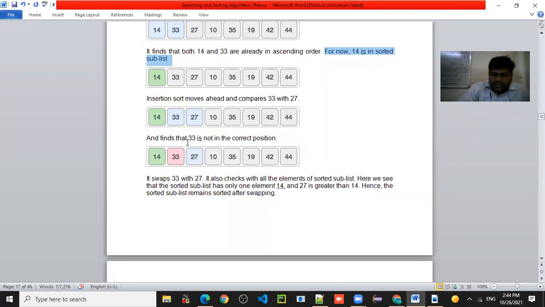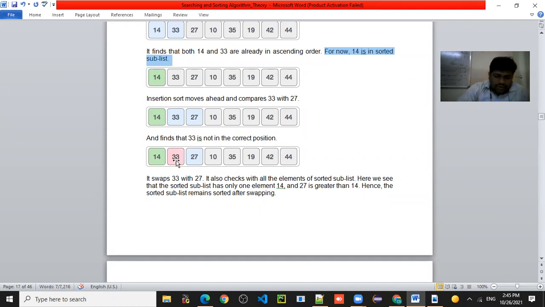It means that the 33 is not at the correct position, right? So 33 is not in the correct position. So what do you need to do? Interchange, or we call it a swap, the 33 with 27. And it also checks with all the elements of the sorted sublist.